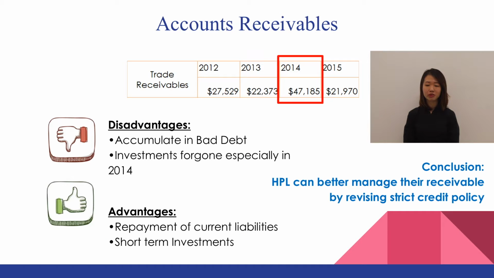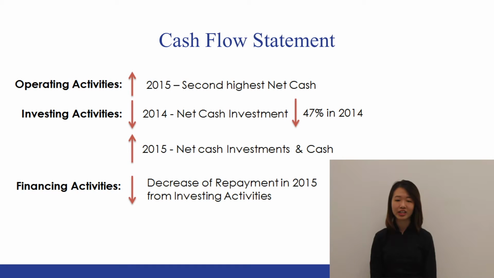For accounts receivable, the highest receivable in 2014 may not be ideal as investments are foregone. Therefore, HPL should better manage their receivable by revising the strict credit policy. For the cash flow statement, the operating activities has the highest net cash in 2015, which is ideal. As for the investing activities, there is a huge decrease in 2014 due to the investment in D-Liden and the interlaced condominium development in Singapore.